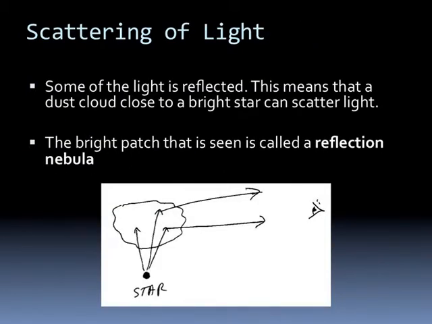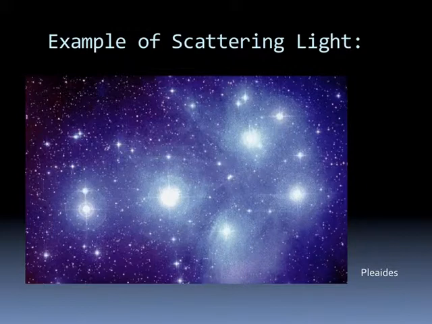So some of the light is reflected. That means that dust close to a bright star can scatter light. The bright patch is seen as a reflection nebula. Essentially, a star gives off light, and as it goes through the dust cloud, the blue light is scattered and it goes in all directions, some of which goes to us, and we see a blue nebula. The Pleiades are an example of this.